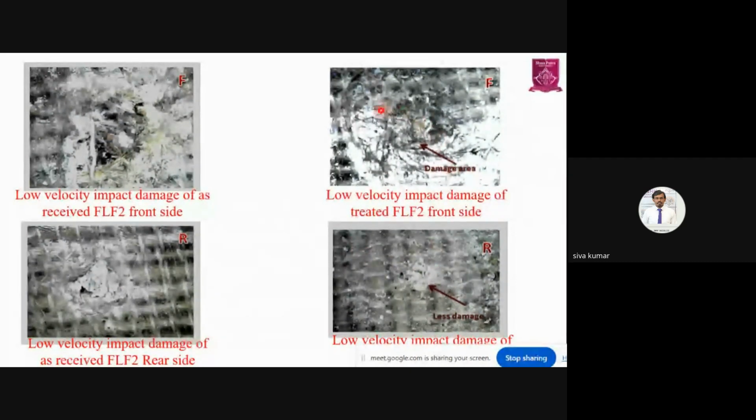Why am I only choosing FLF2? FLF2 has more capacity, so I only chose FLF2 for SEM analysis.